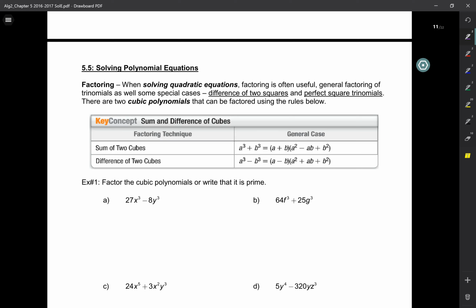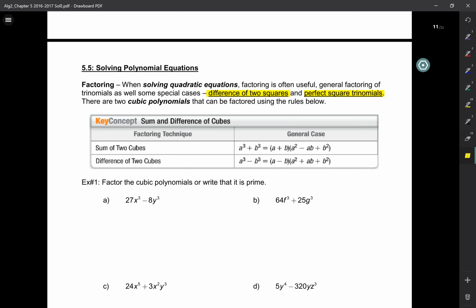We've talked about factoring before when we've dealt with quadratic equations, and you know that it's helpful to look for special patterns, like in the case of quadratic functions. We have patterns such as a difference of two squares, perfect square trinomials, and so on. Well, the first thing we're going to start off with today is talking about cubic polynomials. These are ones with a degree of 3.